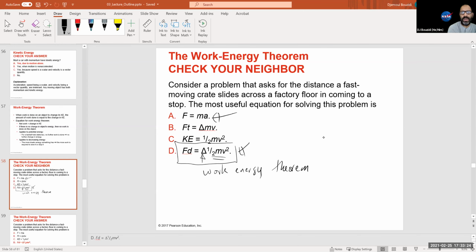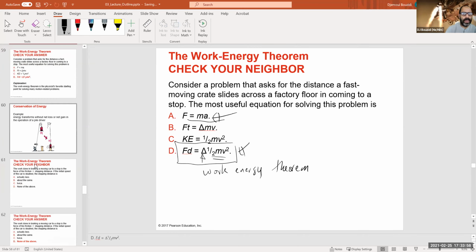Since this question asks for the distance a fast-moving crate slides across a factory floor in coming to a stop, we know it was fast-moving, we know it stopped, so we know its velocity at the end is 0, at the beginning it's something, and then the distance traveled is this one. In this case, this expression seems more appropriate, because we were not asked when this thing started, or how long it takes, and we don't care about those terms. If we did, then this is not going to be very helpful. We would have to come back here and solve things here. So that's really what this question has to do with the work energy theorem.